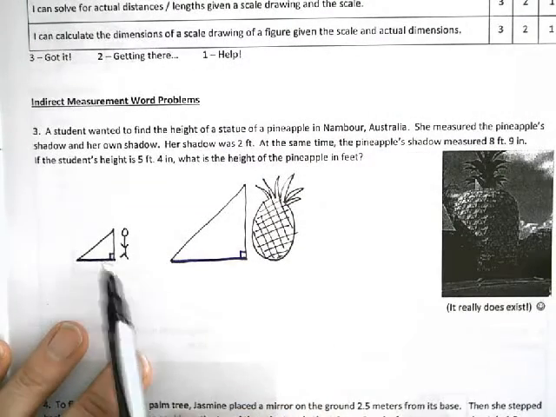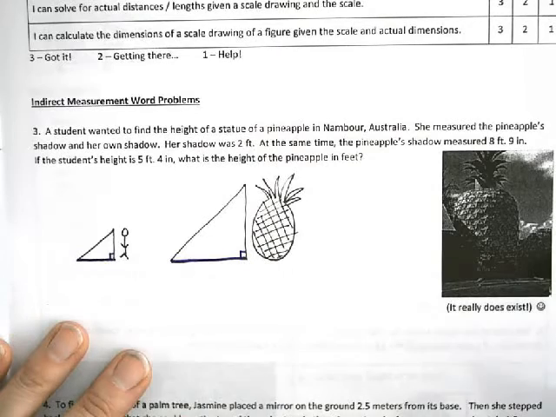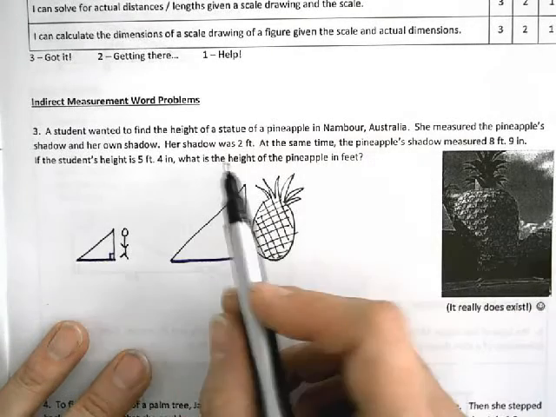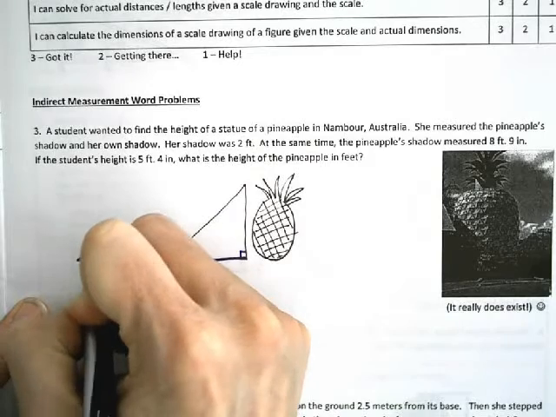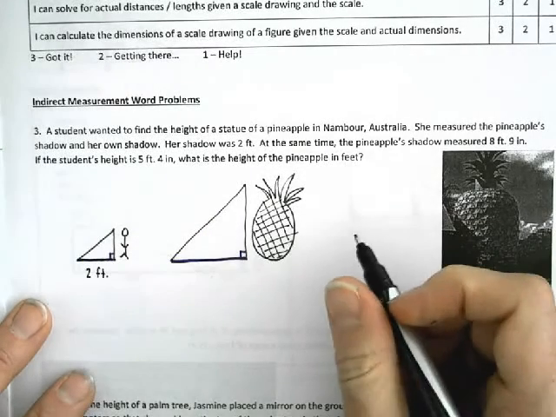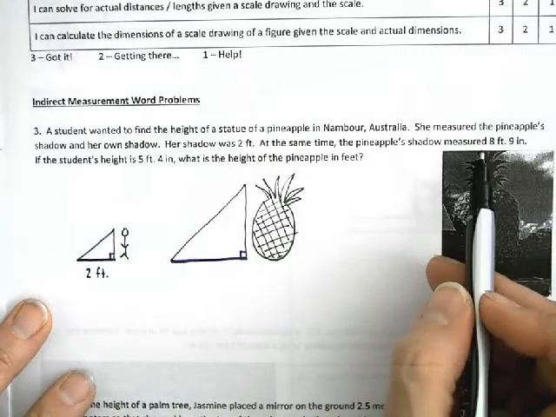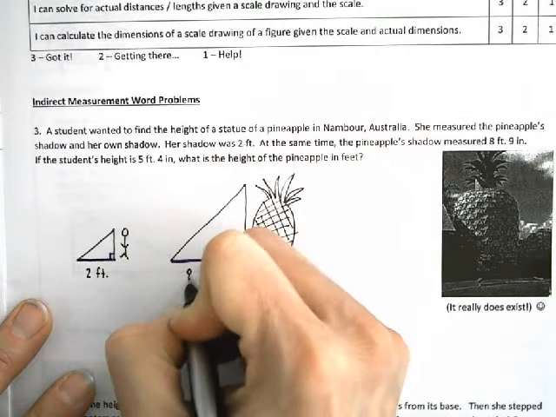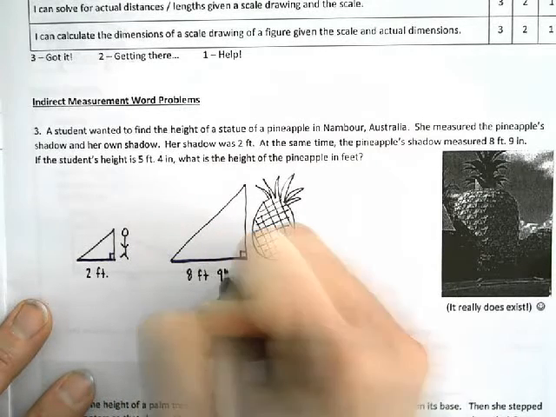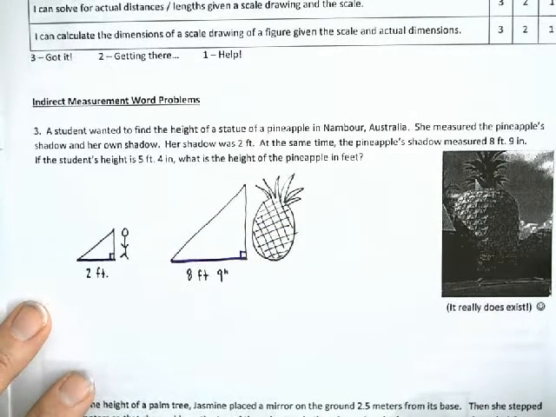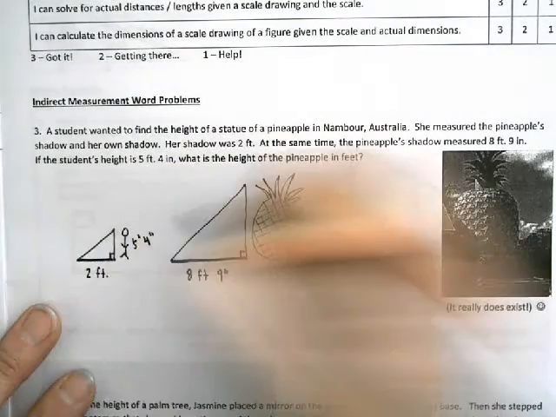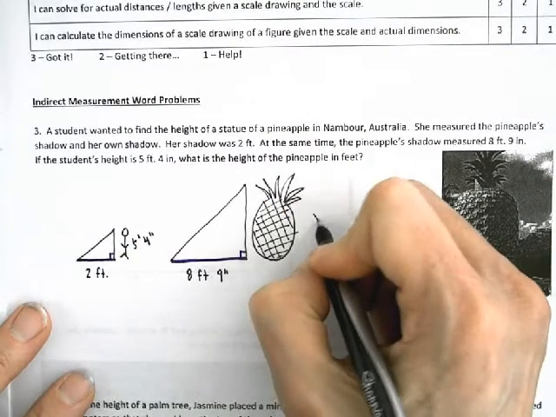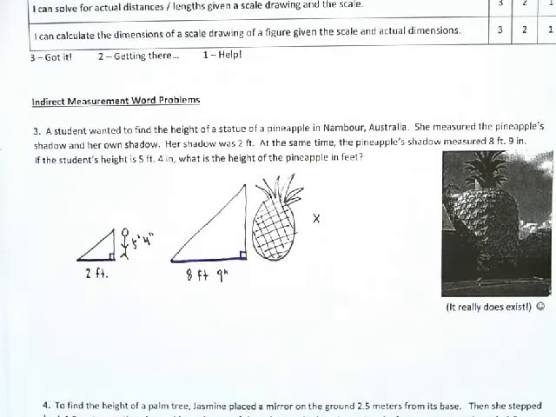So now we've got our person and her shadow and our pineapple. Let's see what we know. We know that the student's shadow is 2 feet long, so I'm going to mark that there. At the same time, the pineapple's shadow measured 8 feet 9 inches. And the student's height is 5 feet 4 inches. We want to know the height of the pineapple in feet, so I'm going to call that x.